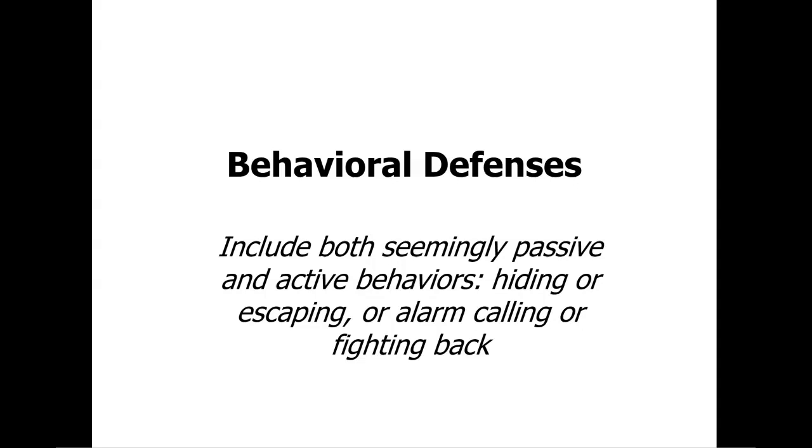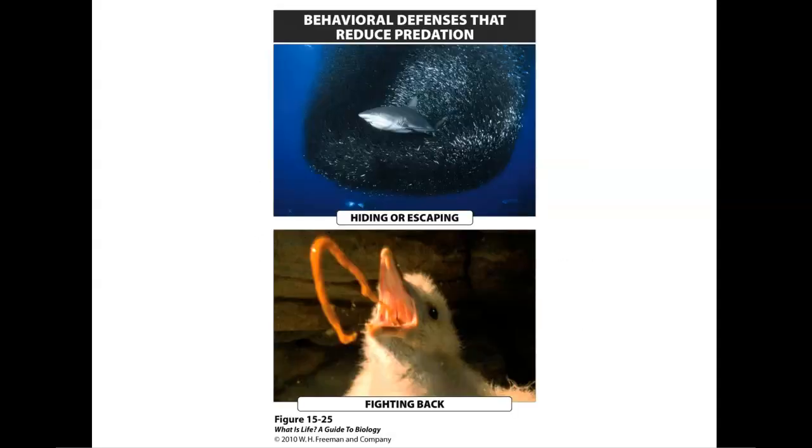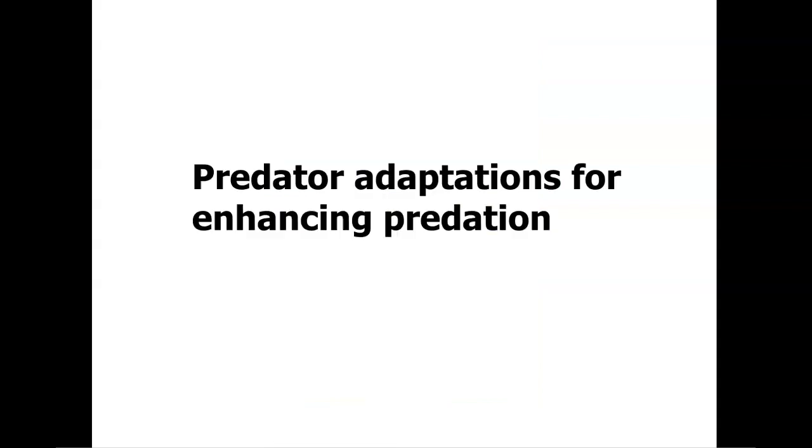Behavioral defenses include both seemingly passive and active behaviors: hiding or escaping, and alarm calling and fighting. So two different types. With hiding and escaping, many species excel in hiding or running. You can possibly get one that has an advanced warning of impending predators coming in and is ready for an attack. They can quickly escape and avoid predators this way. They can also have a safety in numbers approach, where they travel in large groups, which helps reduce predation risks.